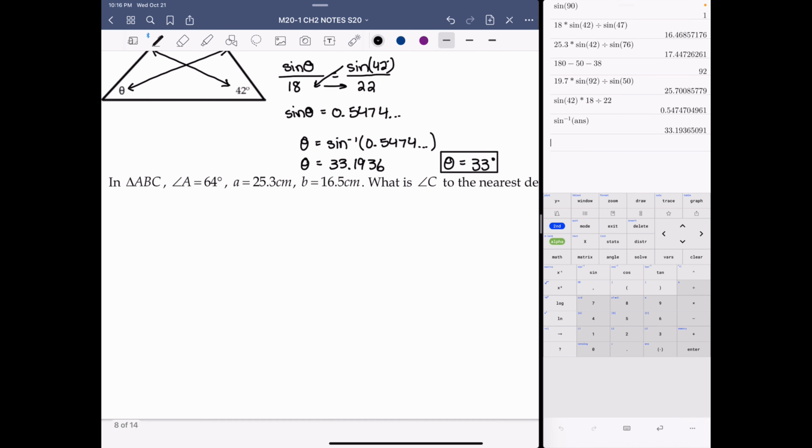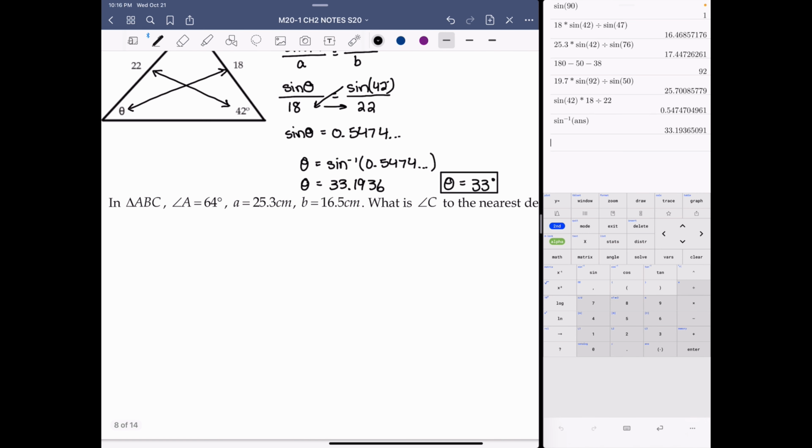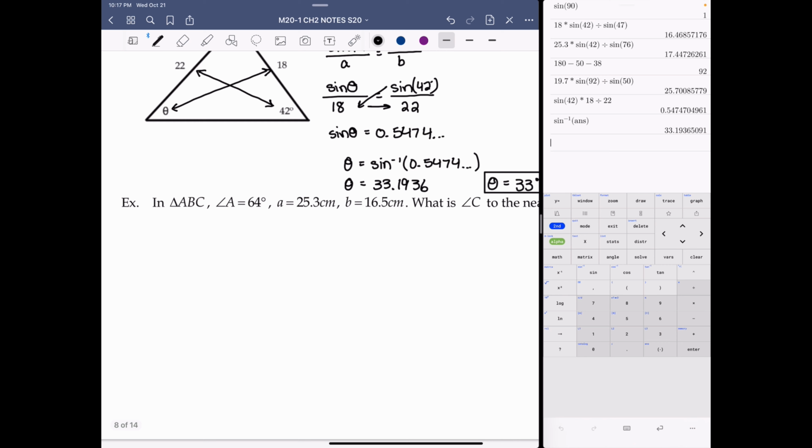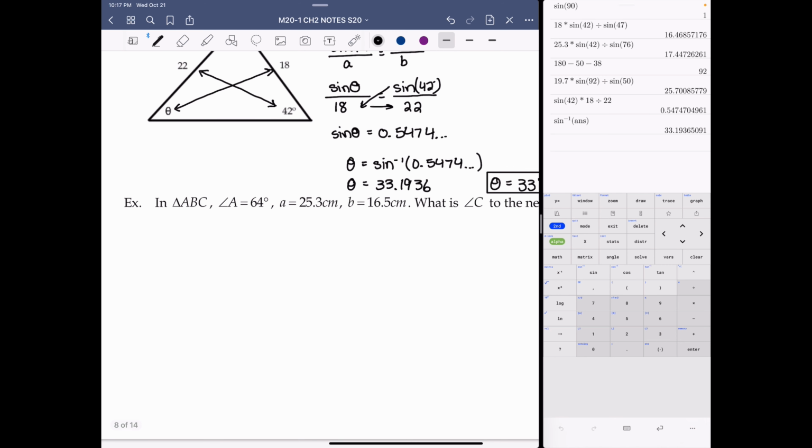Last example. In triangle ABC, angle A is 64 degrees and side A is 25.3 centimeters. Side B is 16.5 centimeters. What is angle C to the nearest degree? So we have to draw our triangle in this case. It doesn't really matter if your triangle's drawn accurately. So if your angles look like they should, you really just need to draw a triangle.